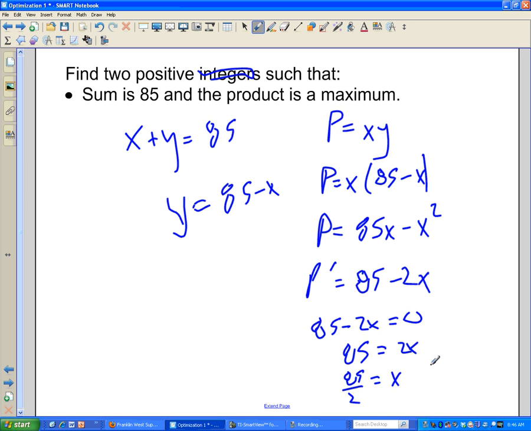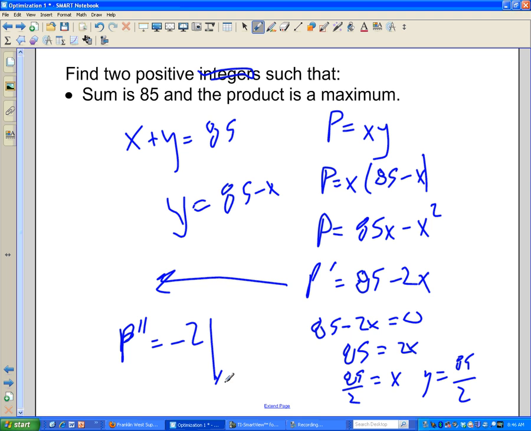Okay, so if that's the case, 85 minus half of 85 leaves me y to be the other half of 85, and so we think we have answers. Let's check it with the second derivative test. So let's go over here and do p double primed. Derivative of this is just going to be equal to negative 2.